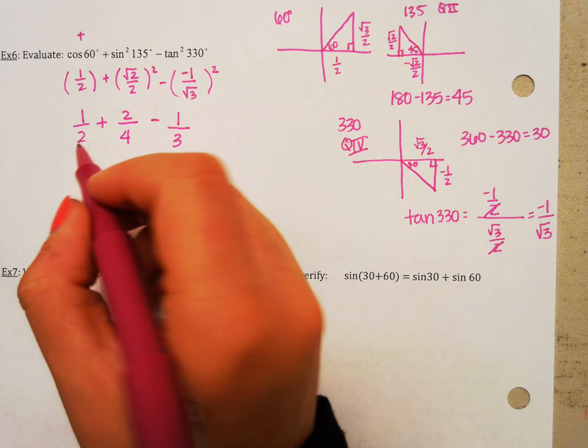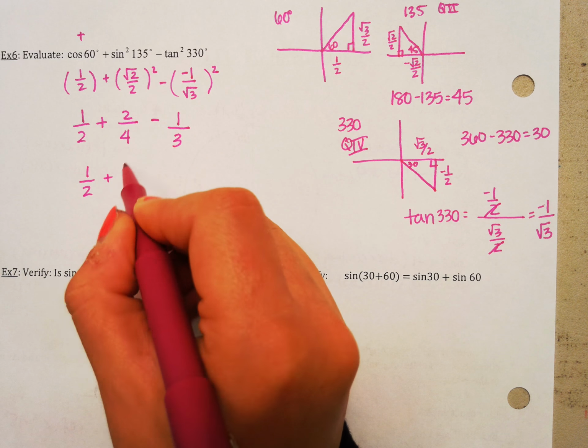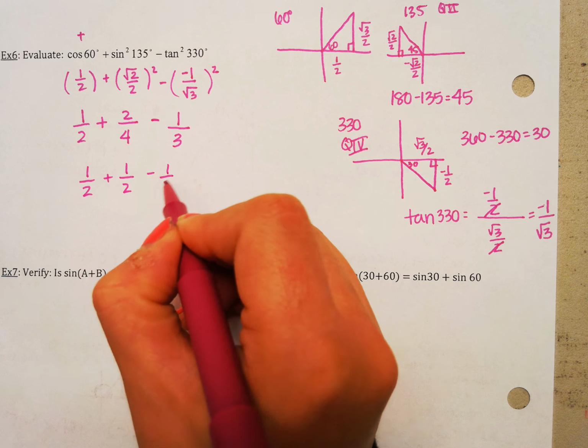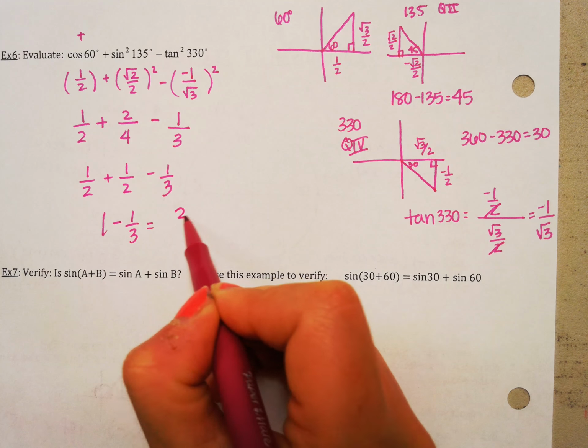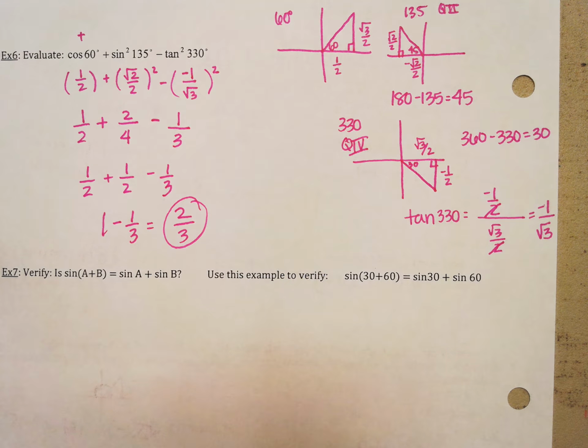So I'll have 1/2 plus, this will reduce down to 1/2 as well, minus 1/3. So this is 1 minus 1/3, which will give me 2/3 as my final solution for that evaluation.